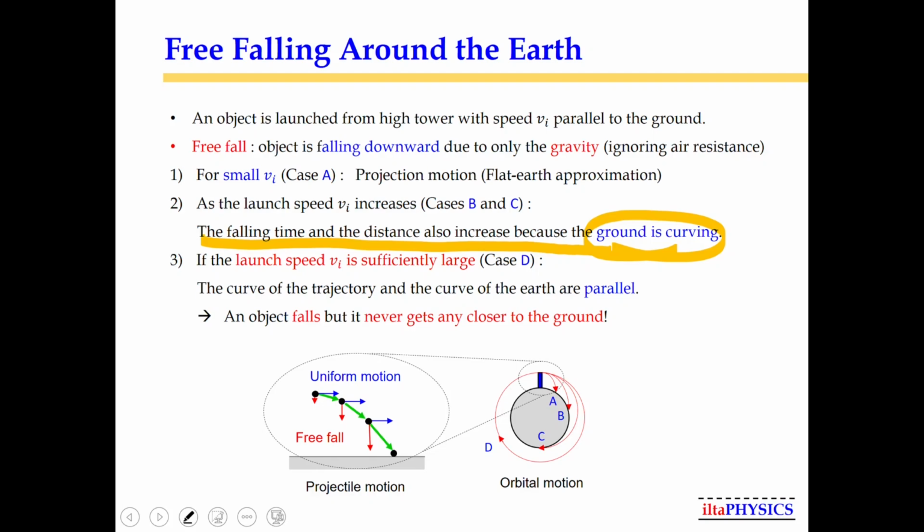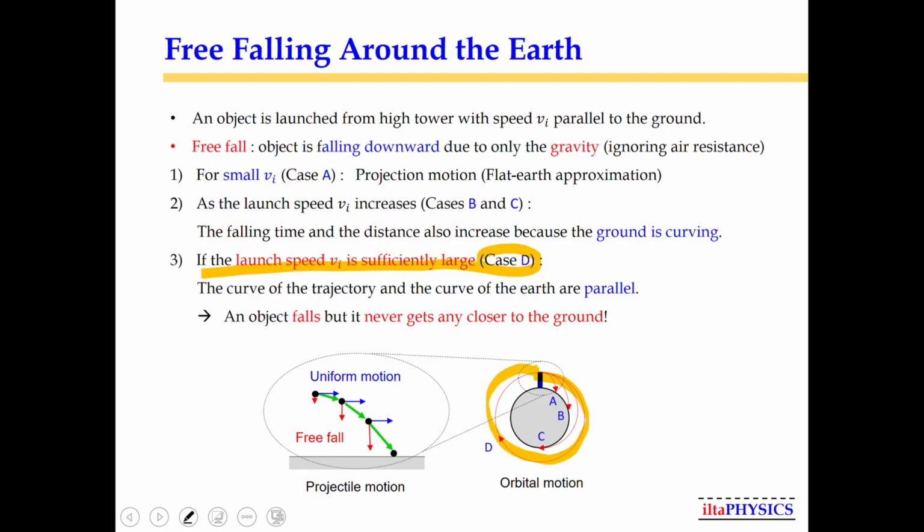If the initial speed is large enough, we reach the case shown as trajectory D on the right. In this case, even though the object keeps moving forward and falling downward at the same time, the curvature of Earth's surface matches the curvature of the object's path. When this happens, the object keeps falling and moving forward, but since Earth's surface curves away at the same rate, the object never hits the ground. It travels all the way around and comes back to its starting point, moving in a circular path. That's the principle behind orbital motion. Now, let's explain orbital motion a bit more in physical terms.